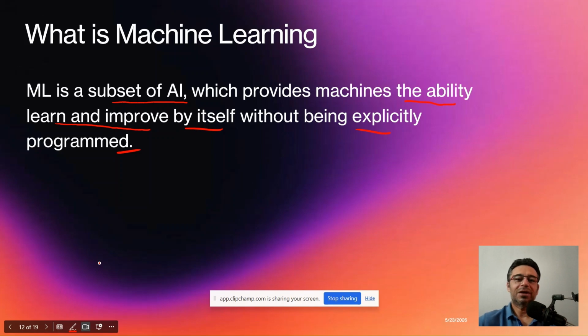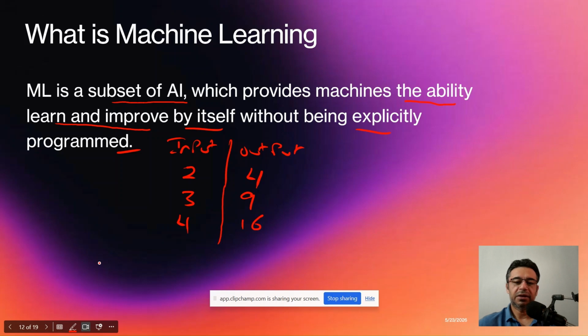So for example, in machine learning, let's say we have the data, let's say we have two columns. We have the input column, and then we have here the output column. So let's say one of the input data we have is 2, and output we have is 4. And if the input is 3, output is 9, and if the input is 4, then the output is 16. So let's say this is the data that has been presented to the machine learning process.